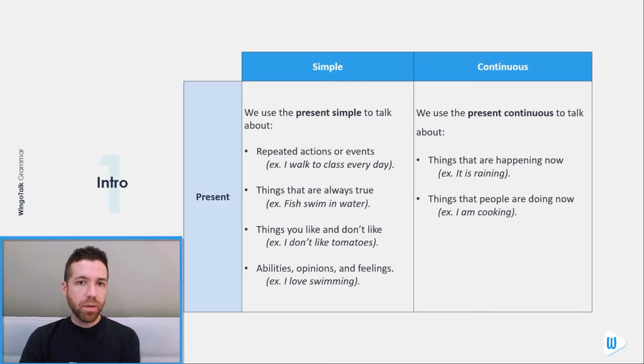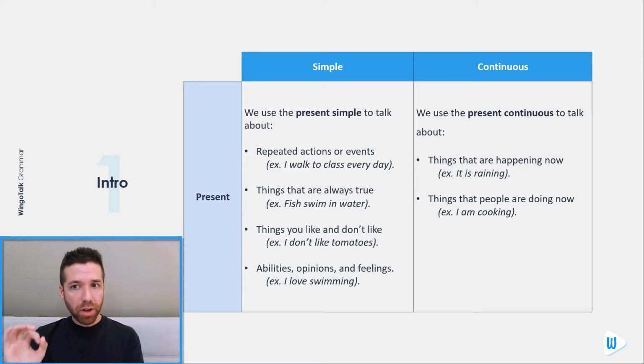Present tense. Simple. We use the present simple to talk about repeated actions or events. Example, I walk to class every day. Things that are always true. Example, fish swim in water. Things you like and don't like. Example, I don't like tomatoes. Abilities, opinions, and feelings. Example, I love swimming.